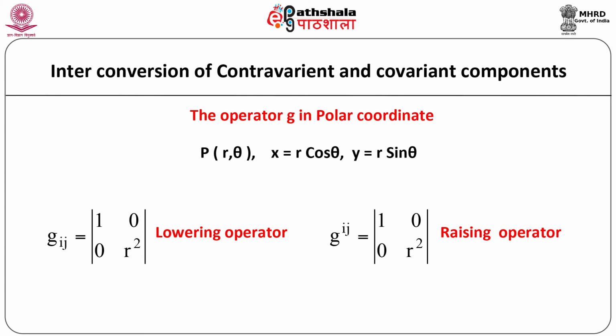For a given coordinate system, expressions for Gij can be derived in many ways. Use of coordinate transformation relations is one of the methods. For example, in polar coordinates, that is in 2 dimensions, polar coordinates of a point are given by r theta, when the relations are x is equal to r cos theta and y is equal to r sin theta. Using these relations, the lowering operators can be obtained as shown. The raising operator is obtained by taking inverse of the lowering operator and is finally as shown.